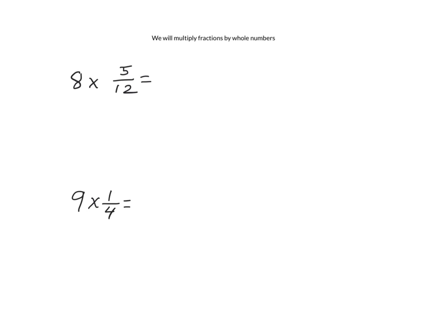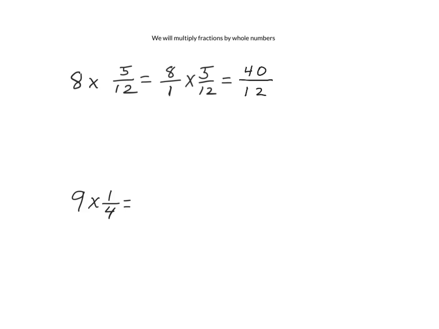So really when we're multiplying 8, we're multiplying 8 wholes, right? Times 5/12. Now when we multiply fractions, we multiply the numerator by the numerator and the denominator by the denominator. So we do 8 times 5, and 8 times 5 is 40. Then we multiply the denominator, 1 times 12, and that's going to be 12.